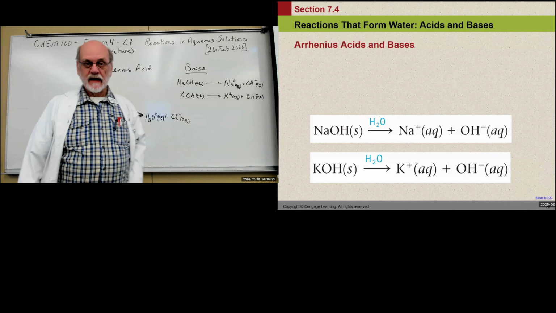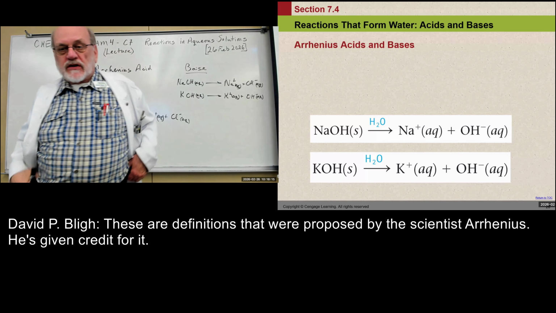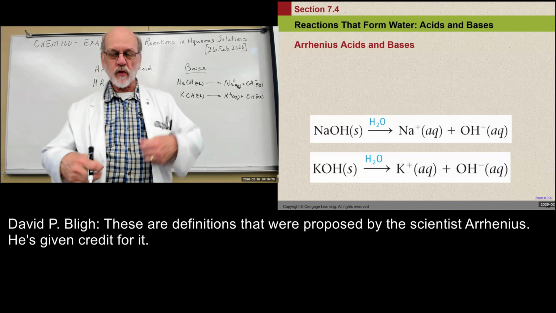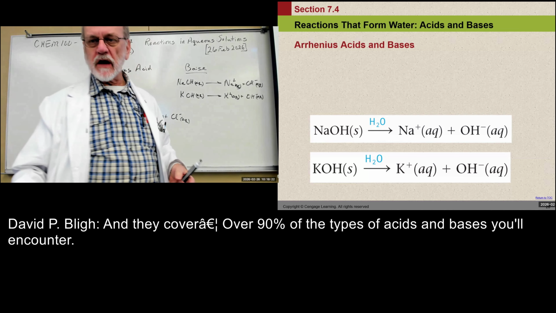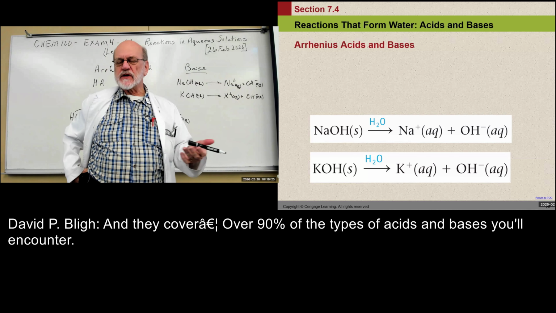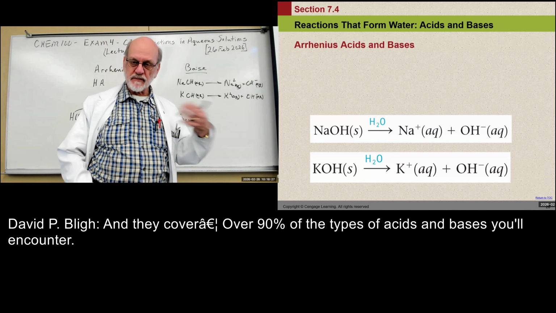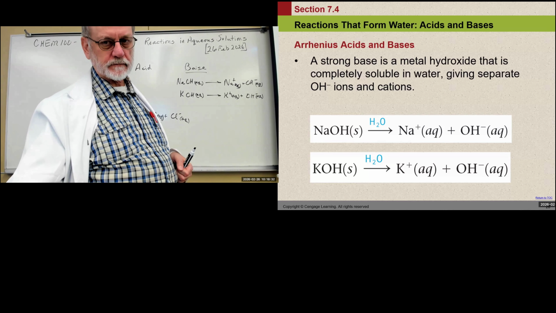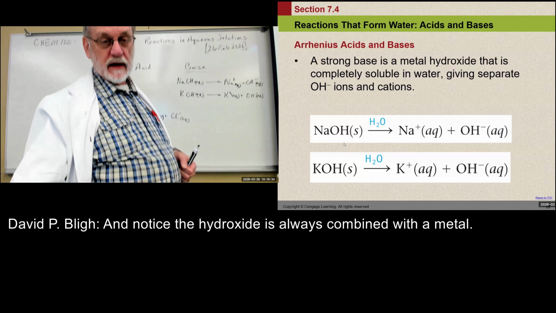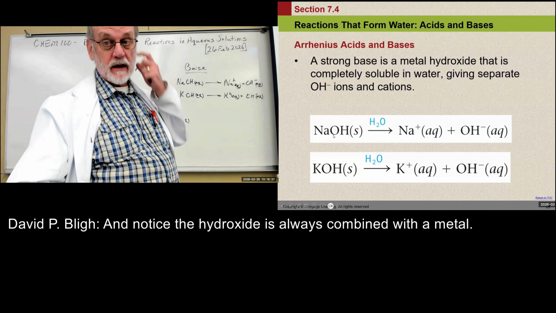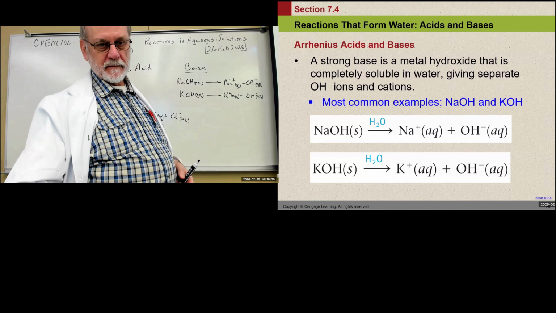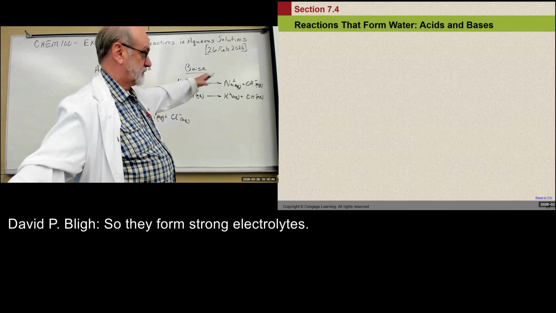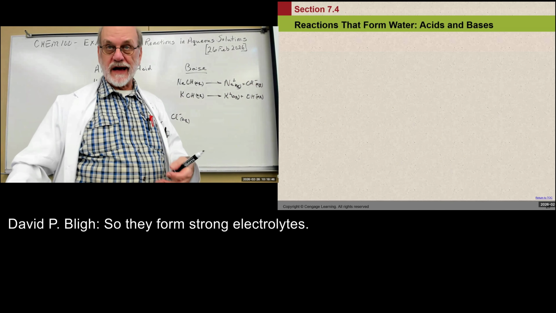Okay. These are definitions that were proposed by the scientist Arrhenius. He's given credit for it. And they cover over 90% of the types of acids and bases you'll encounter. And notice the hydroxide is always combined with a metal. And they completely dissociate. So they form strong electrolytes.